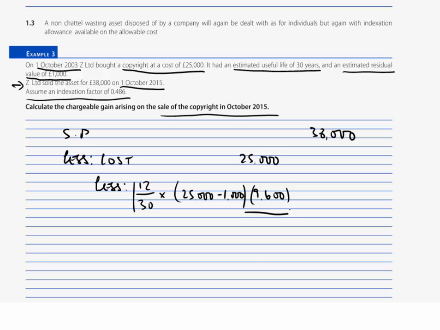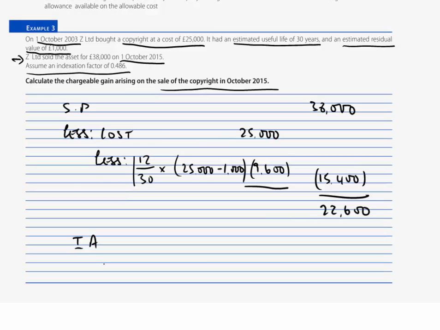That is how much of that original cost has basically wasted away at this particular point in time, thus leaving us with a net allowable cost of £15,400 that we can now deduct, not in deriving the gain, but of course in deriving for a company the unindexed gain. And that will be some £22,600, methinks.